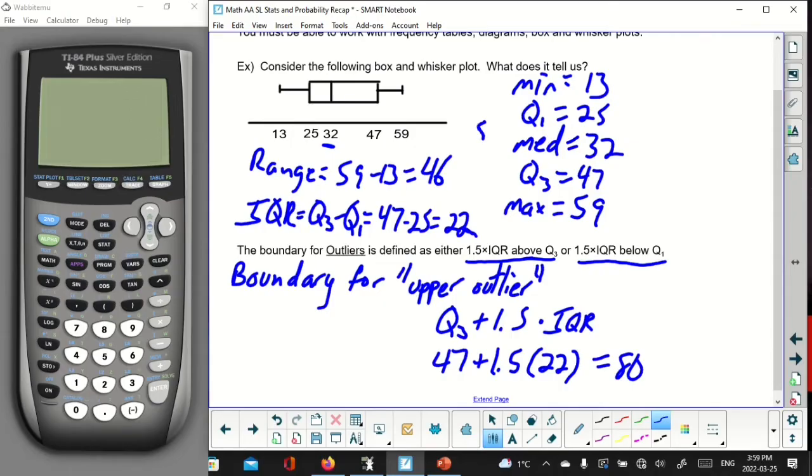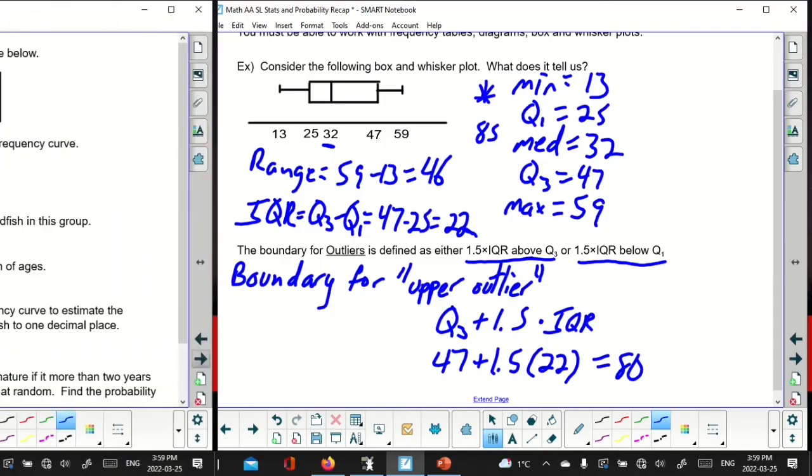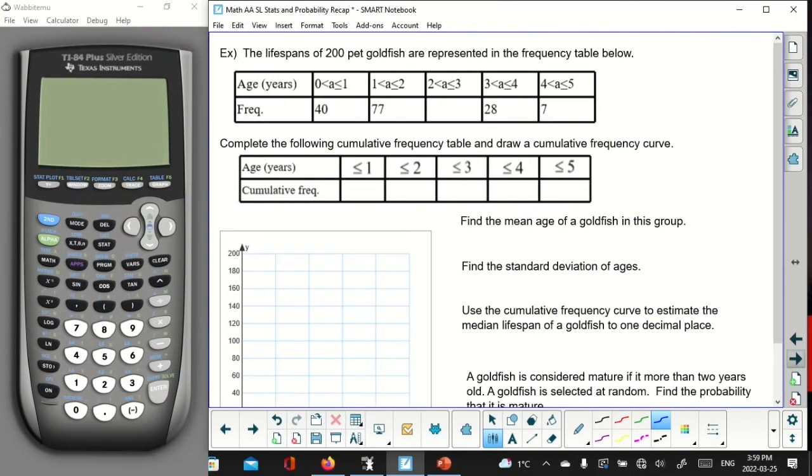And so if we had a score like 85, it would be represented with an asterisk on the box and whisker plot. Next, let's move along to cumulative frequency graphs and frequency tables. So we've got the lifespans of 200 pet goldfish, and they're represented in this frequency table. And I see I've got 40 of them, and 77, and 28 are between 3 and 4 years old, and 7 are between 4 and 5 years old.